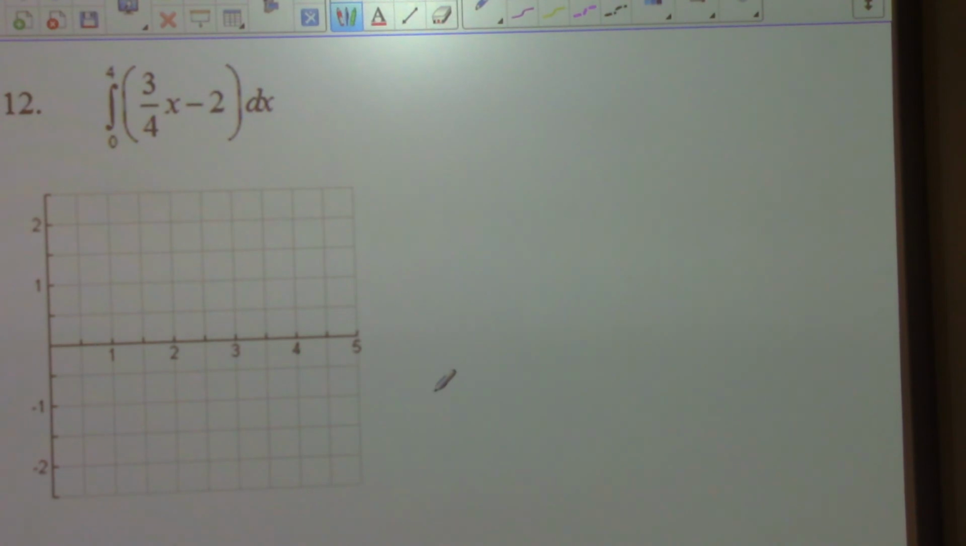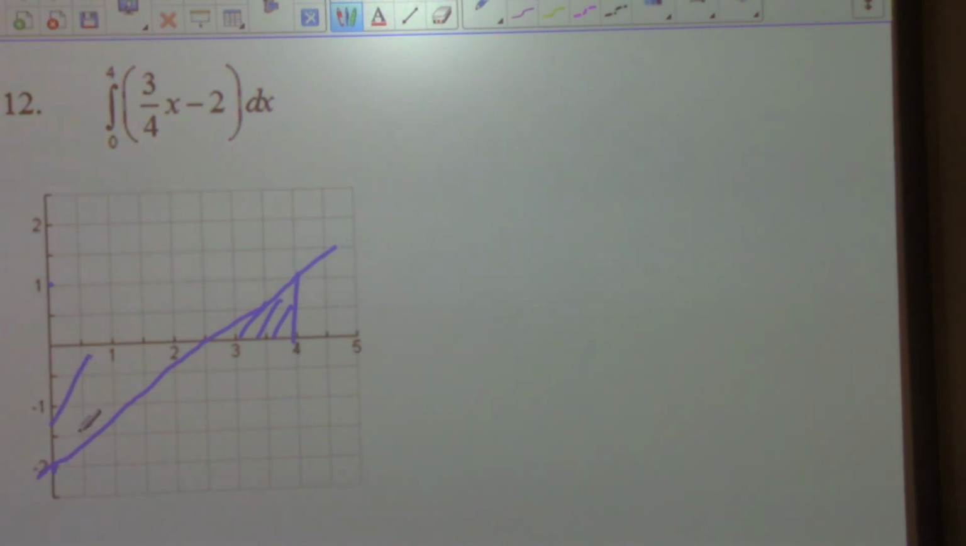Okay, number 12. What'd you get for number 12 here? I got negative 1.75. So here we start at -2, we go up 3 and over 4, right? So up 3, over 4. So this kind of thing here, right? Negative 1.75. Yeah, me too. And then we're going between 0 and 4. So here's 0 and 4.